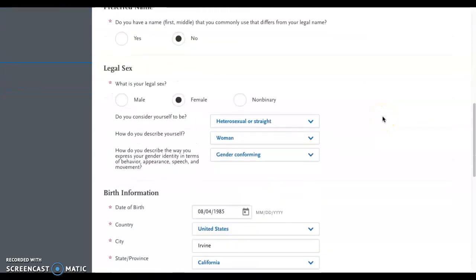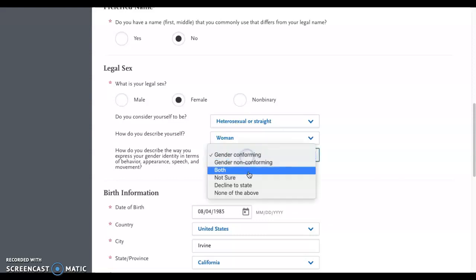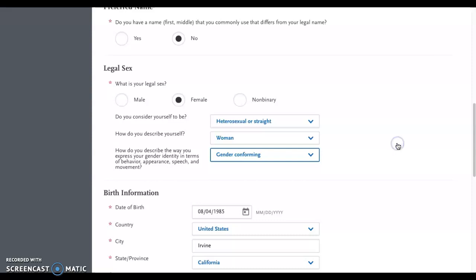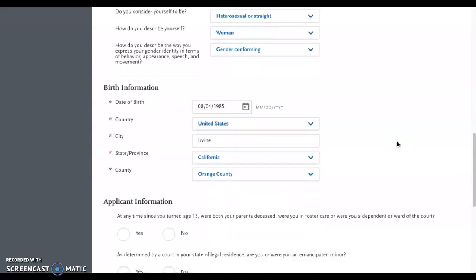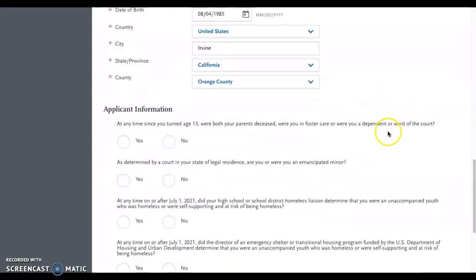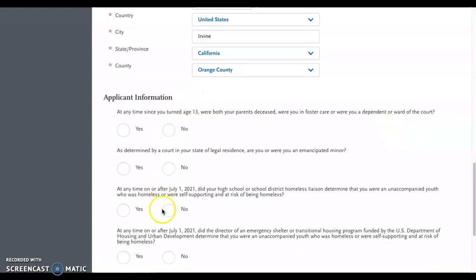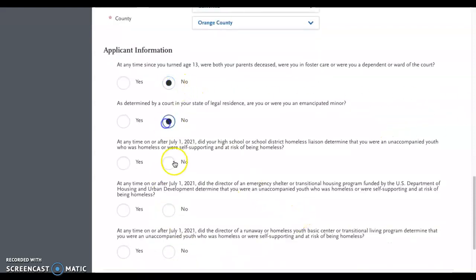Additionally, you will be asked about your legal sex and what different types of categories you would describe yourself with. Please just keep in mind you always have the option to put not sure or decline to state if you'd rather not provide this information. Then you just want to include your birth information and answer the questions to these various questions on here.